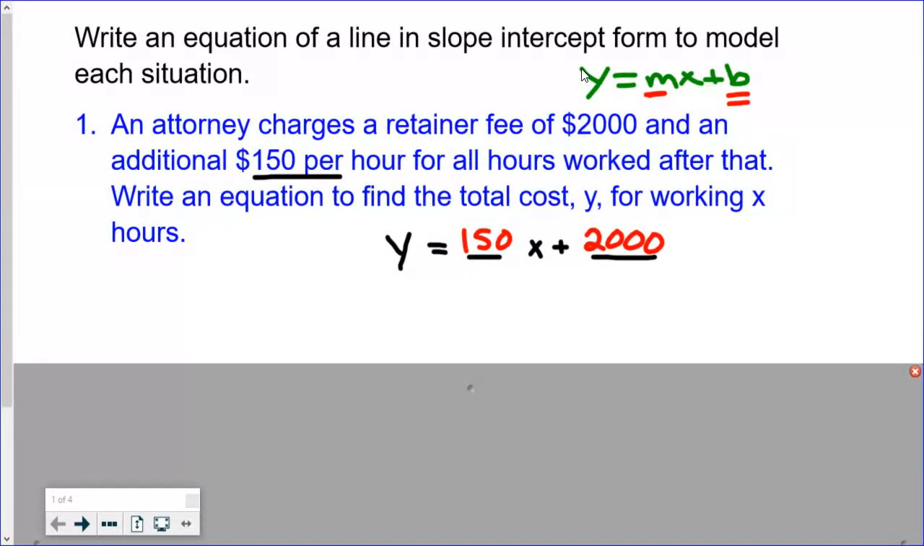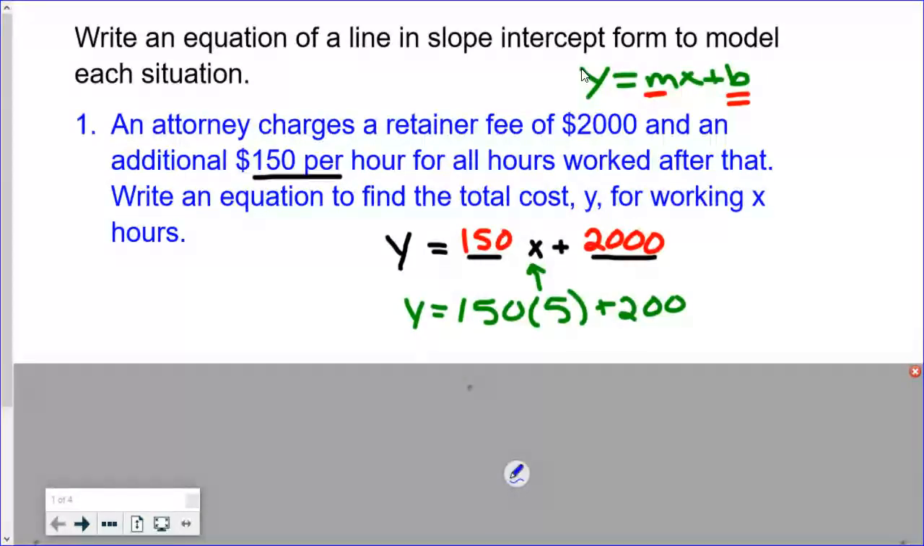Then I could also ask, so if your attorney puts in 5 hours of work, how much did that cost you? So that's where I would put the 5 here. Because remember, x is hours. And then you would put that in your calculator, okay?